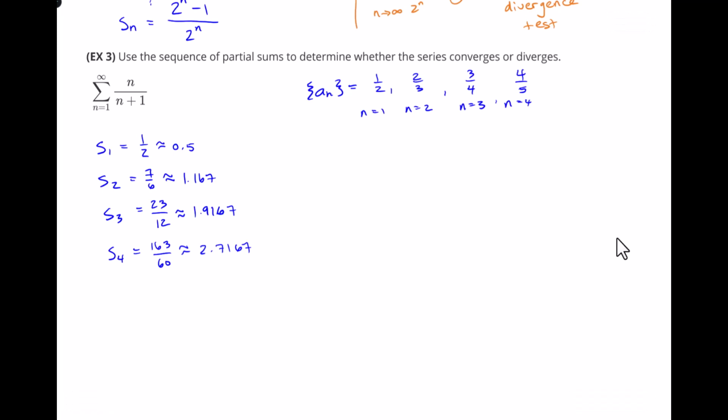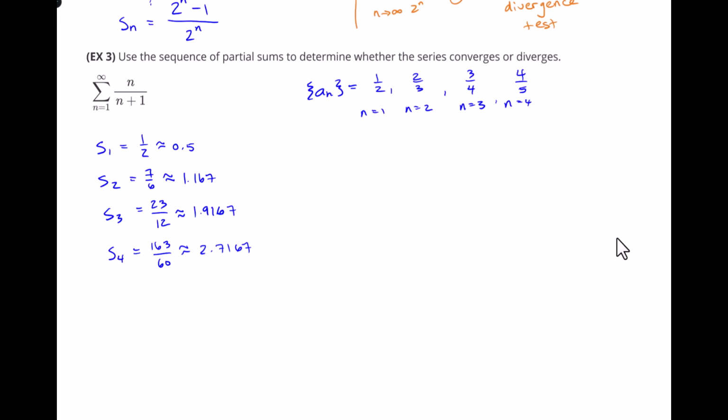If you look at the distance of each one of these, let's see, 0.5 to 1.1, that's about 0.6. 1.1 to 1.9, that's about 0.8. 1.9 to 2.7, it's about 0.8 again. That's not too revealing. It doesn't look like convergence to me, because if it was convergence, I think we would notice a pattern.